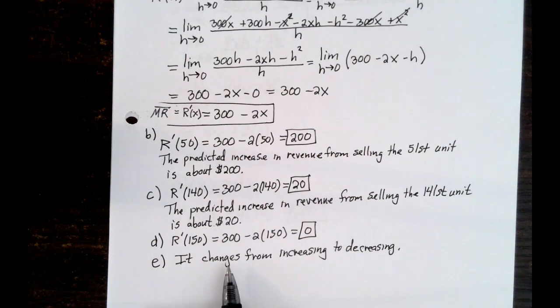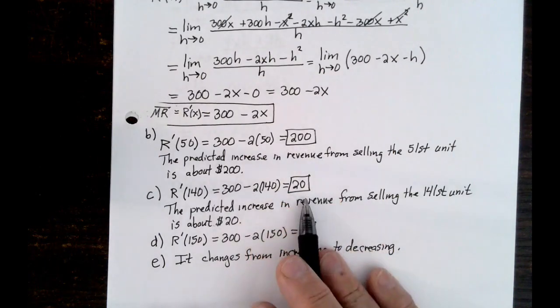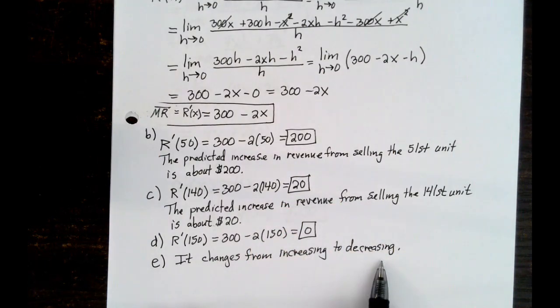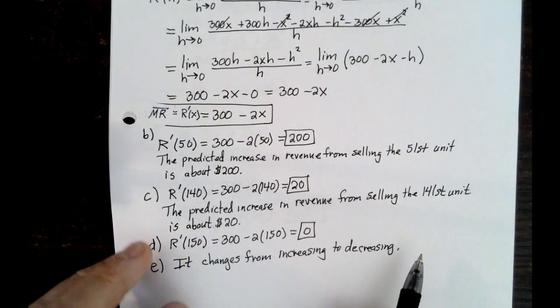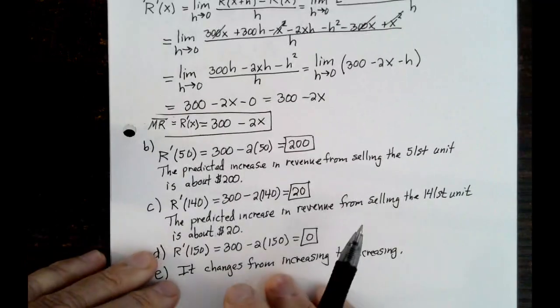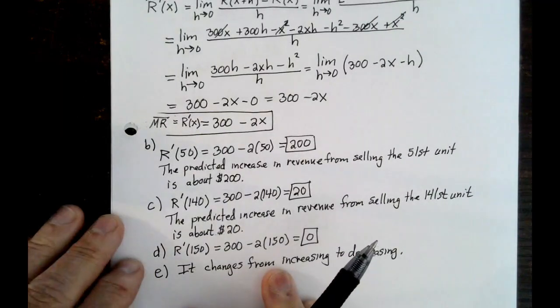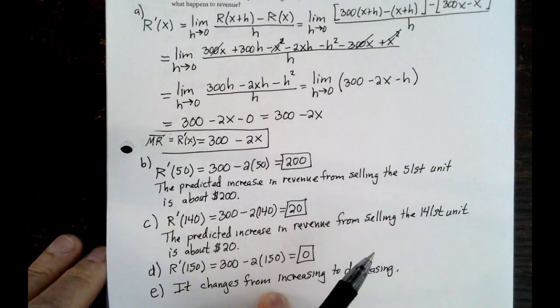Alright, as the number of units sold passes through 150, what happens to the revenue? Well, it changes from increasing to 0, and it will finally change to decreasing. Your revenue will actually decrease if you produce or if you sell more than 150 units.